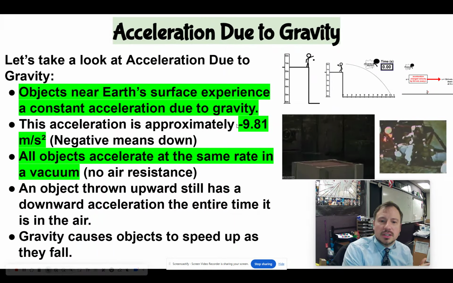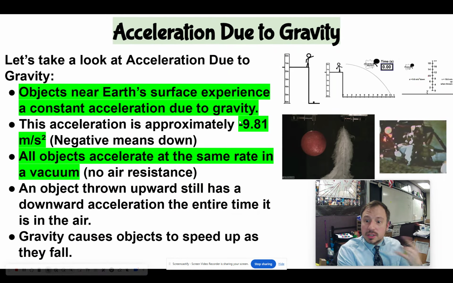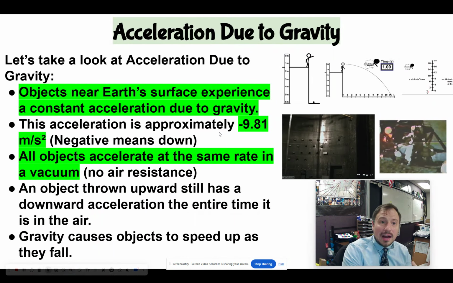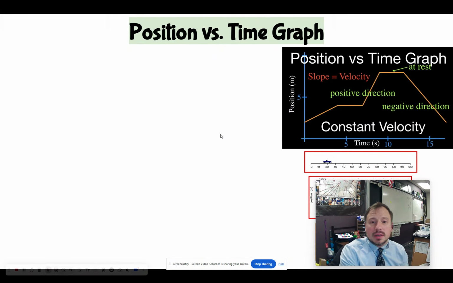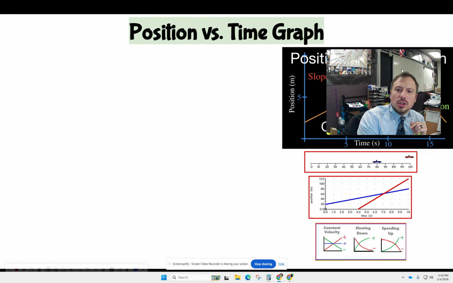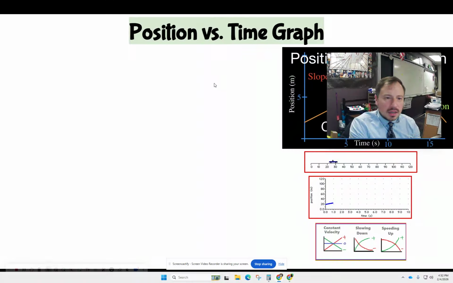So this is something to consider if you're doing problems: this is the acceleration of objects if they are falling down, or even going upwards, because even going upwards, gravity is still pulling it down. So now let's get to the graphs. We're going to look at three different graphs.